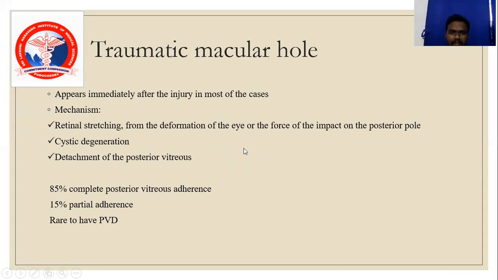And one more thing I want to emphasize in such cases, the most common gender to develop a traumatic macular hole is going to be male patients.